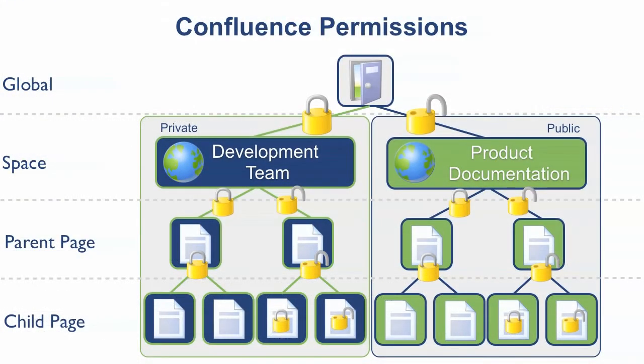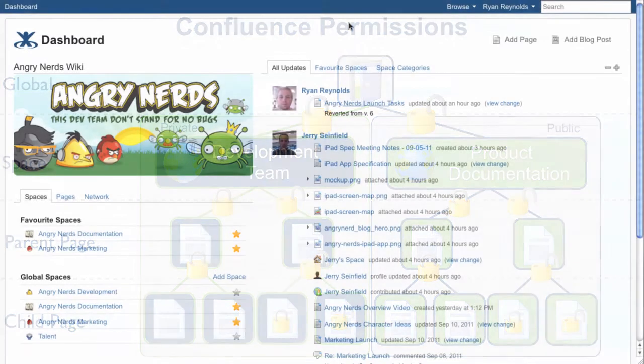By making use of the permissions and security schemes in Confluence, you can share what you want with exactly who you want, making your content as private or public as you like.